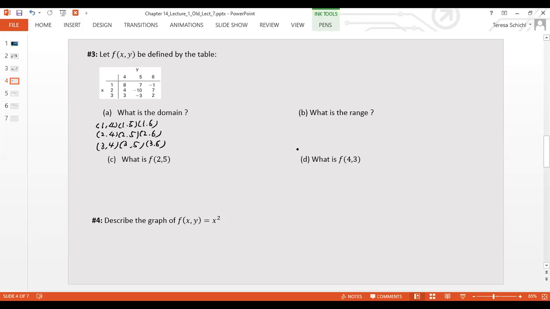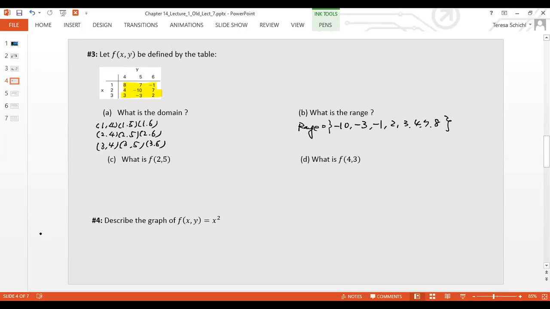And now, what is the range? The range is the values of z, so those are the values of z here. So I can say the range will be those values. It will start with -10, -3, -1, and then 2, 3, 4, 7, 8. So this is our range here.